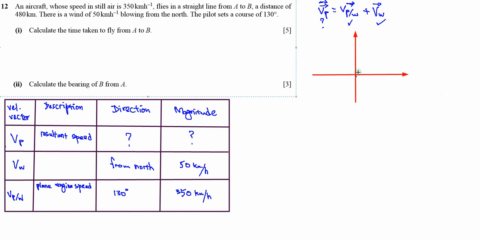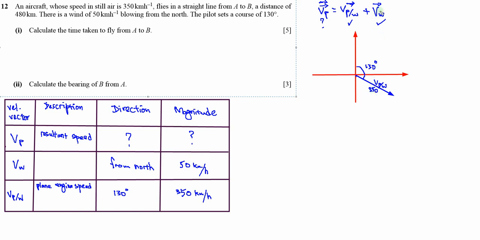With a different color, it's going to fly from here. 130 is 90 plus 40. So this is the VPW, and we know it's 350, and this angle here is 130. Then the magnitude is 350 km per hour.